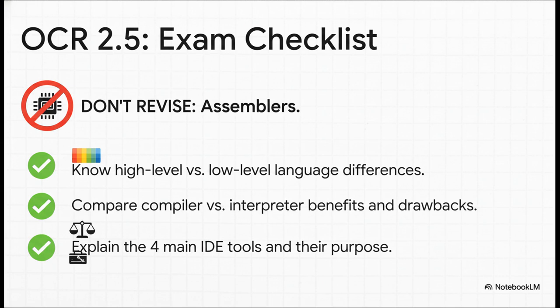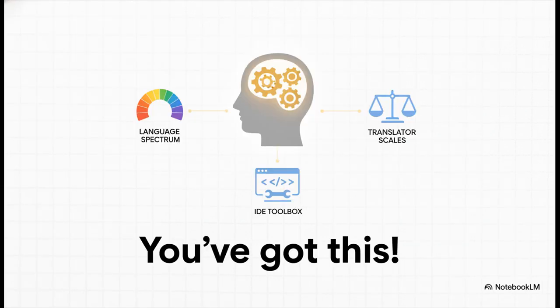You absolutely do need to know the differences between high and low-level languages. You must be able to compare the pros and cons, the benefits and drawbacks of compilers versus interpreters. And finally, you need to be able to explain the purpose of those 4 main IDE tools we just went through. That's it. If you can master those 3 points, you are golden for this section. Look, I know it can feel like a lot to remember, but when you break it down like this, you can see it's all totally manageable. Just focus on these core ideas, practice explaining them out loud, and you'll be more than prepared.